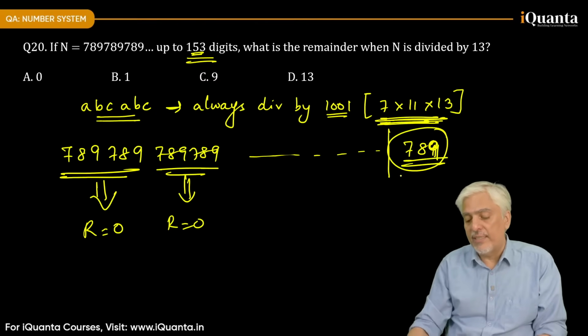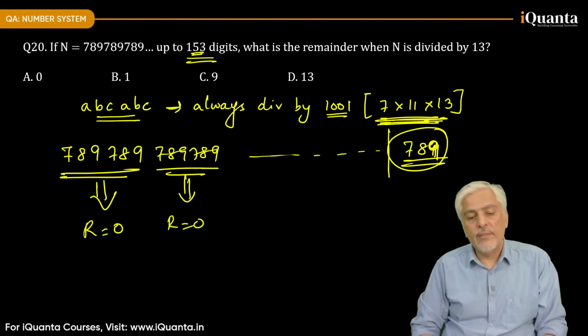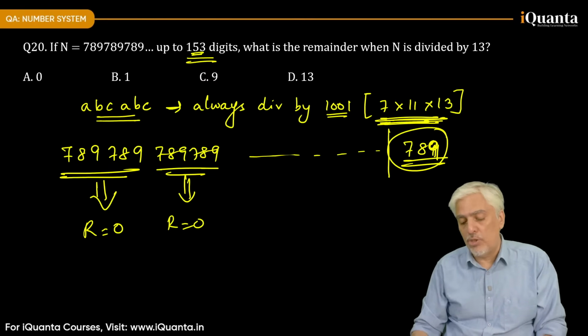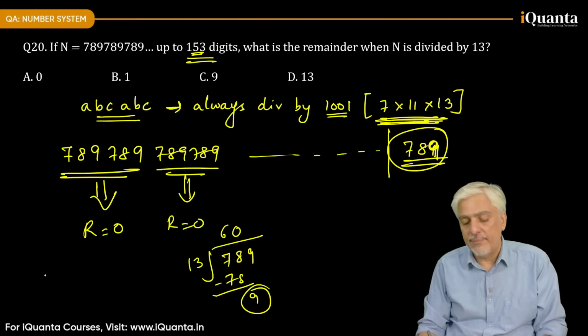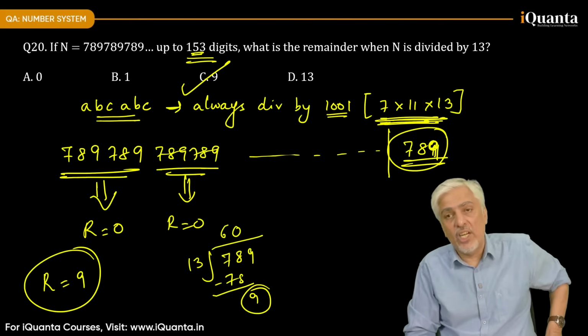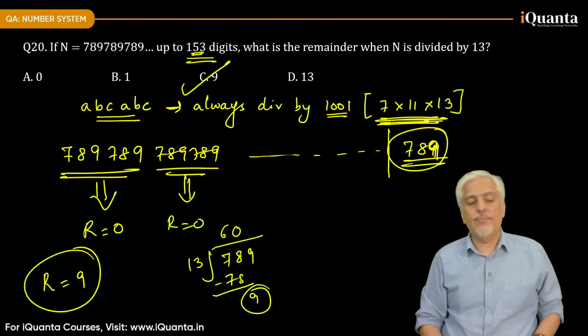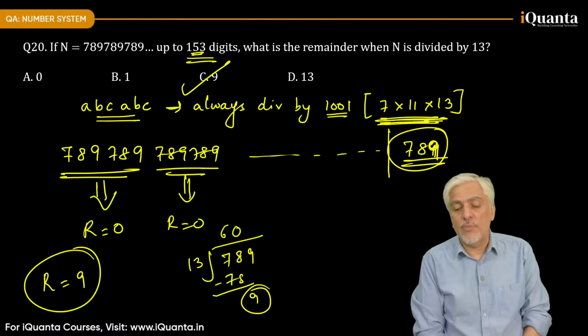This part has to be done manually. 3 digits will remain. That last part you have to do manually. 789 divided by 13. 13 sixes are 78. Then 9, so it does not go to 0. Remainder is 9. All those who had got 0 initially, did you all understand your mistake? Check properly. All those who got 0, have you understood your mistake?